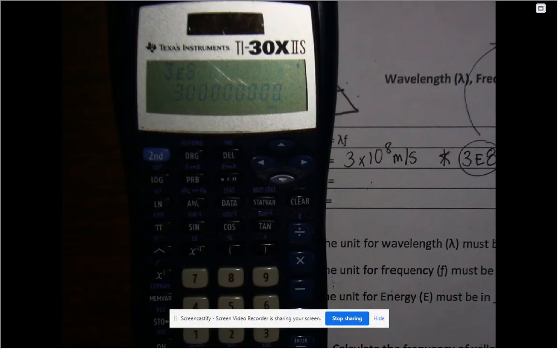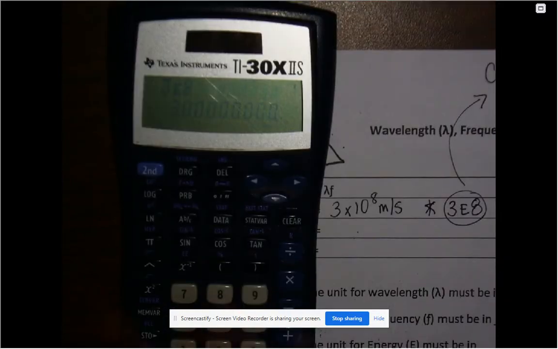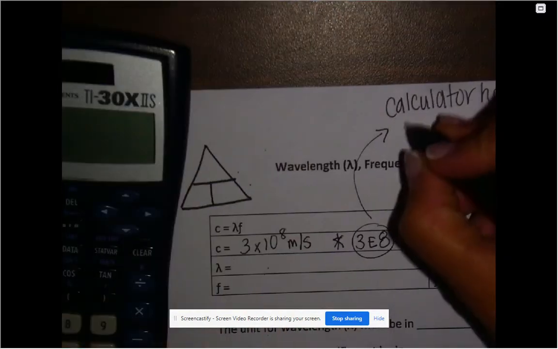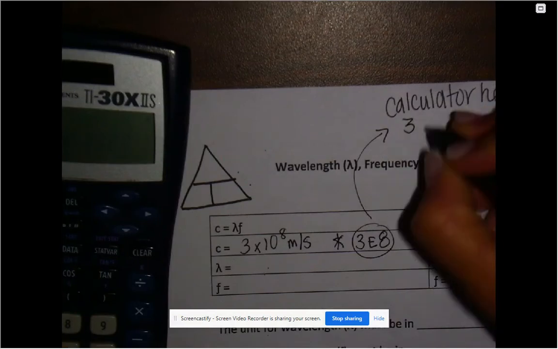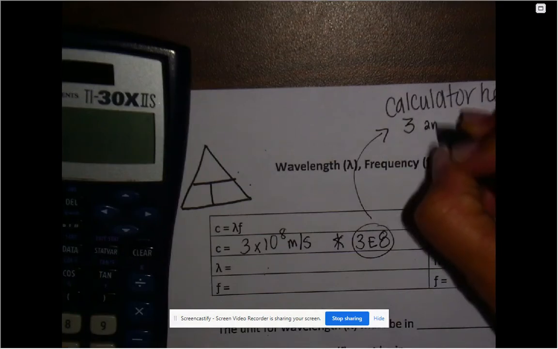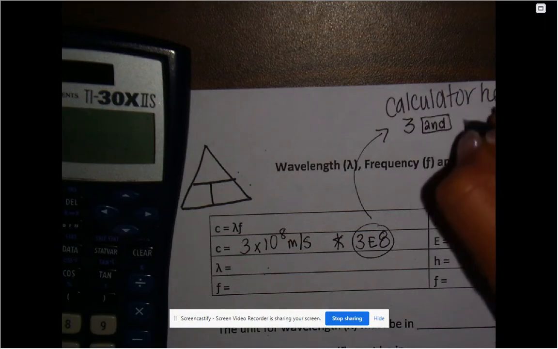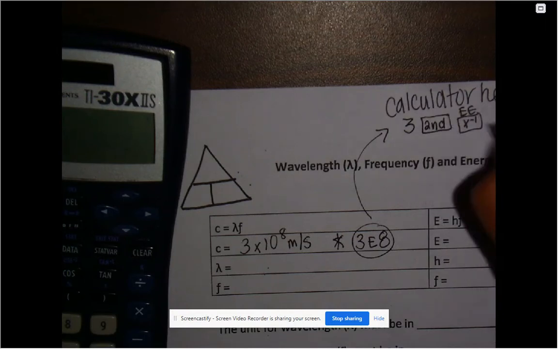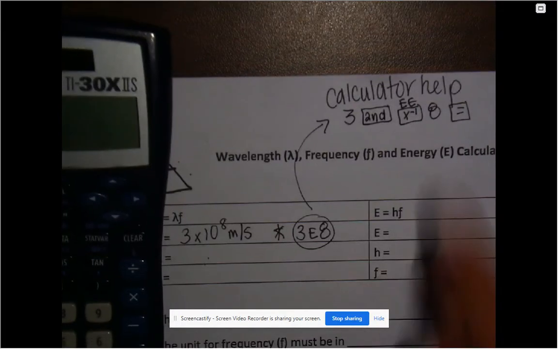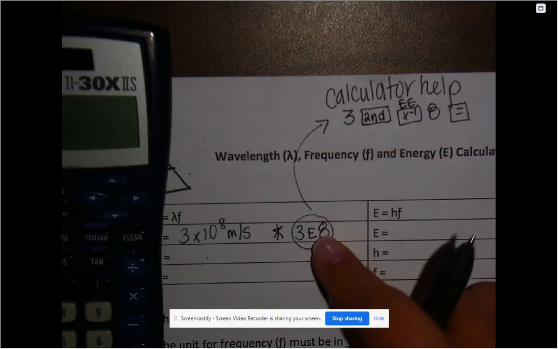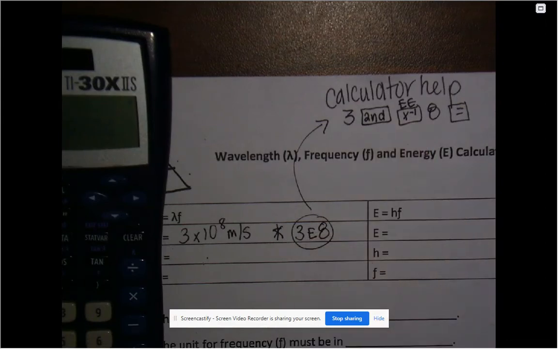All right, so 3e8. If you wanted to write down some instructions, what we did was we typed in the 3. We hit the blue second button. Then we hit the x to the -1, which has a little EE on top. And then we hit 8, and then we pushed equals. Remember, the reason I want you to use this E button is because when you go to do your multiplication and division and things like that, this allows you to not have to use parentheses, okay? Which is going to be super helpful this school year.